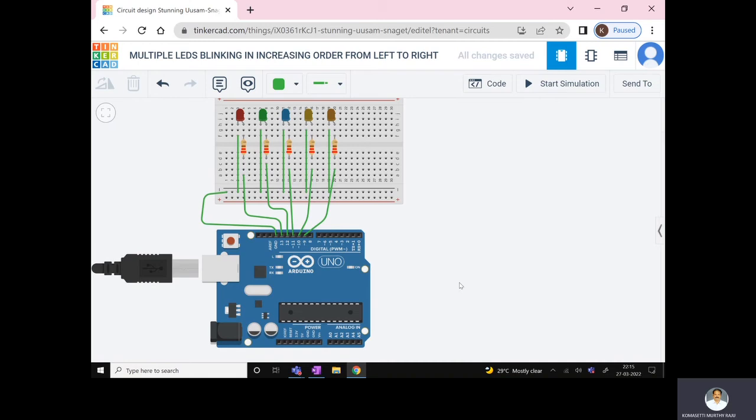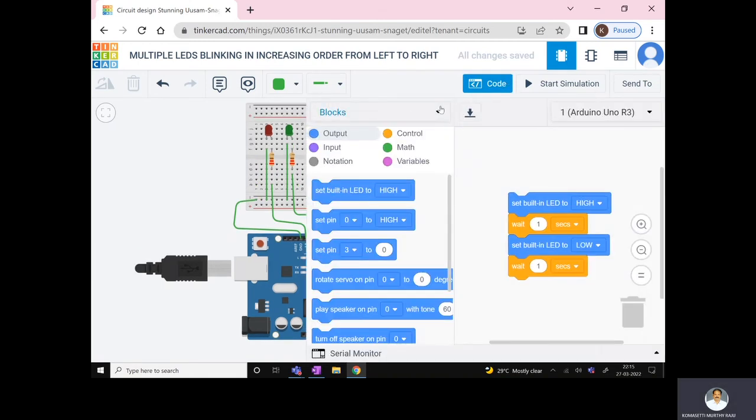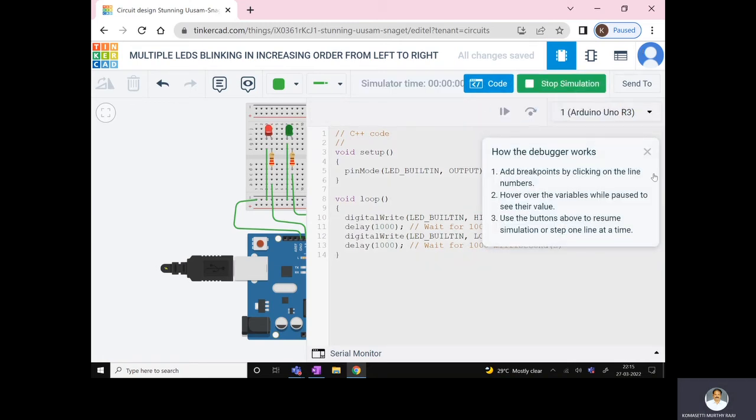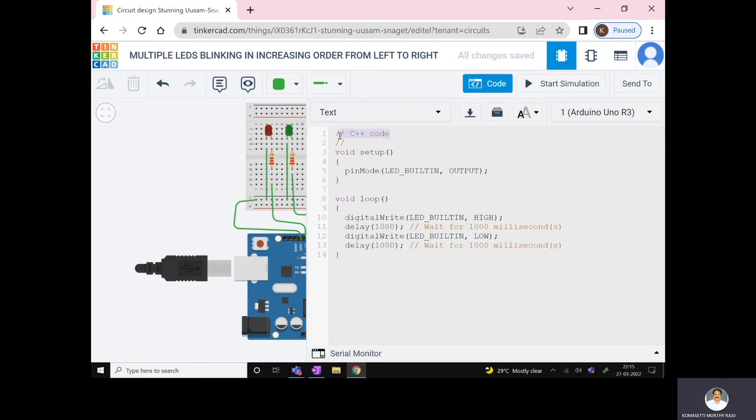Now the next step is completed. Connections are completed. Next, code. Here we use some text. Continue. Here for a single LED, the code has been written. We will see. Start the simulation. What happened? Only one diode is blinking, but our aim is 5 diodes blinking in increasing order. Now I have to write the code here. This one is not required here.